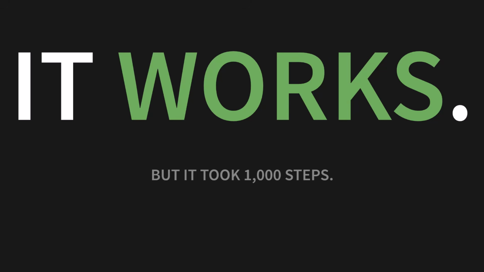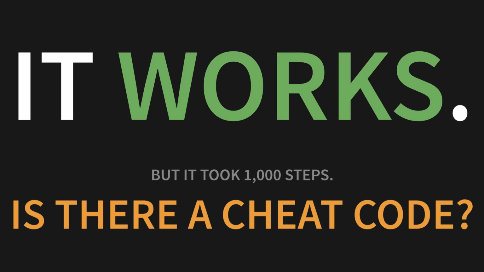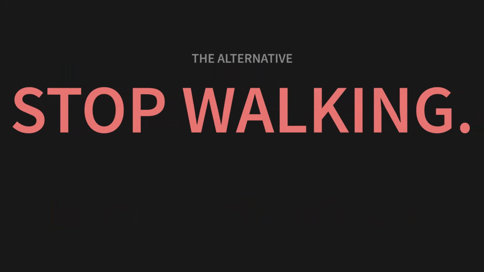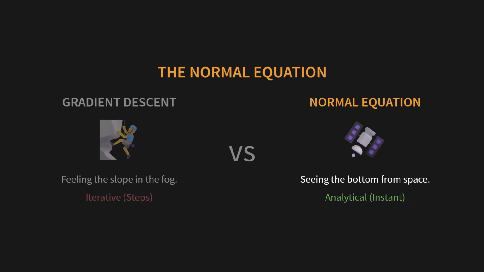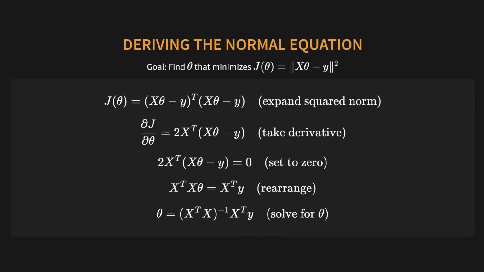This simple process of checking the slope and taking a tiny step over and over again found the best possible answer. But it took 1,000 steps. That feels a little slow. The question is, is there a cheat code? What if I told you there's another way? It's time to stop walking and start teleporting. The normal equation is like being in a satellite looking down from space. You see the entire landscape all at once, and you can just point and go directly to the bottom. An instant answer. So what is this one-shot formula, this magic teleportation device?